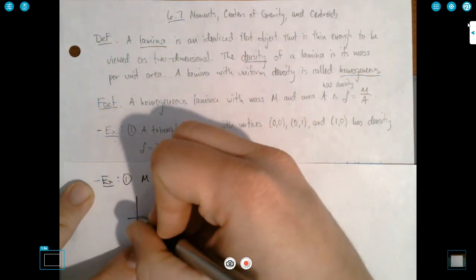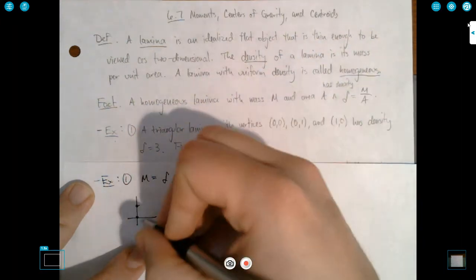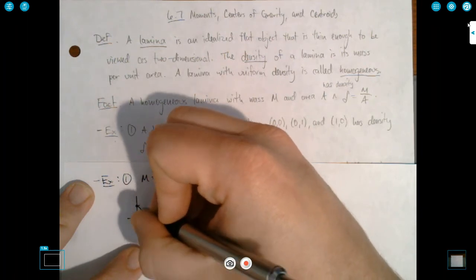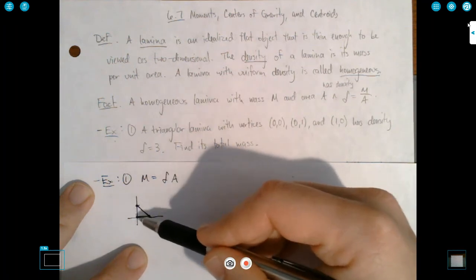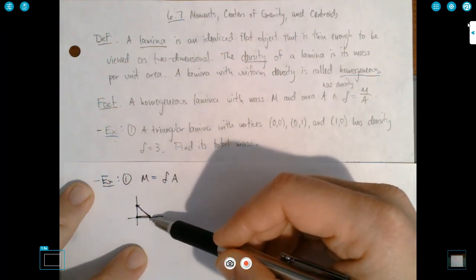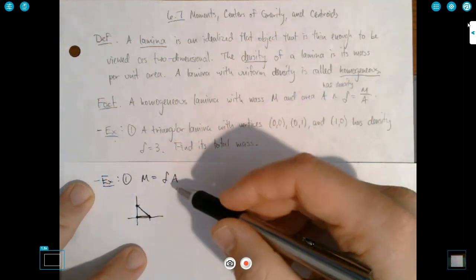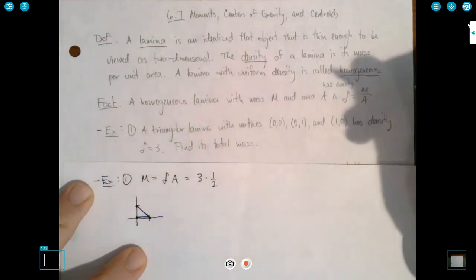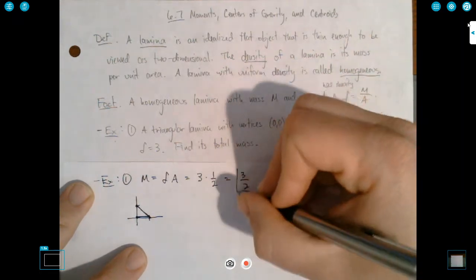Now this triangle has vertices (0, 0), (0, 1), and (1, 0). So it's this triangle right here. Its height is 1, its base is 1. So the area of that triangle, 1/2 base times height, would just be 1/2. So we know that the density is 3, and we know that the area is 1/2. So that means the total mass of that triangle is 3/2.